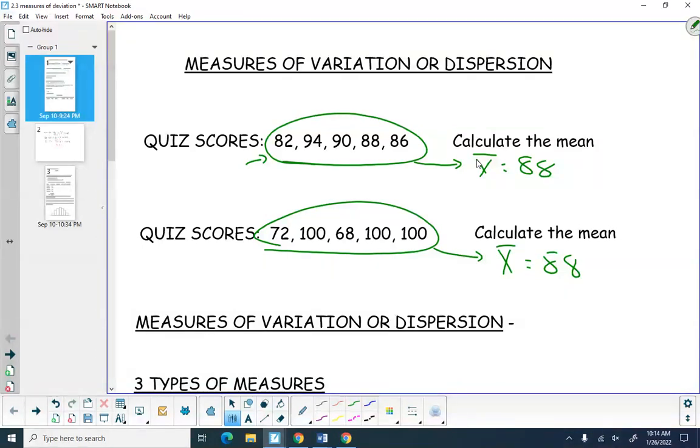Okay, if I take a look at these two sets of data, are they pretty much the same? The first is 82, 94, 90, 88, 86; the other one is 72, 100, 68, 100, 100. Are they relatively the same, or are there differences in how they got to the exact same grade? Write down a sentence that describes any differences that you might see between these two sets of data. Just write down a sentence right below this.